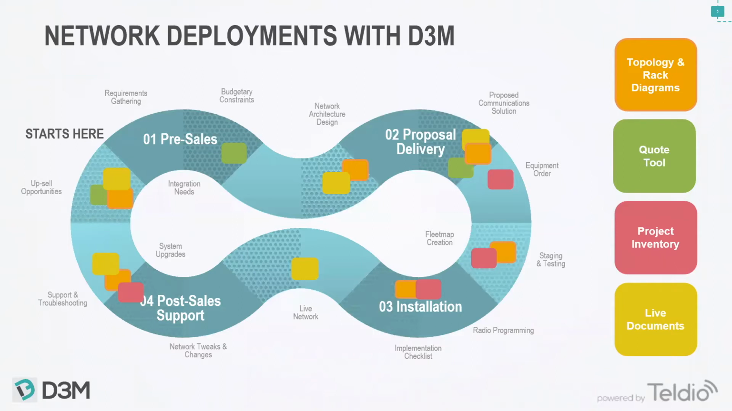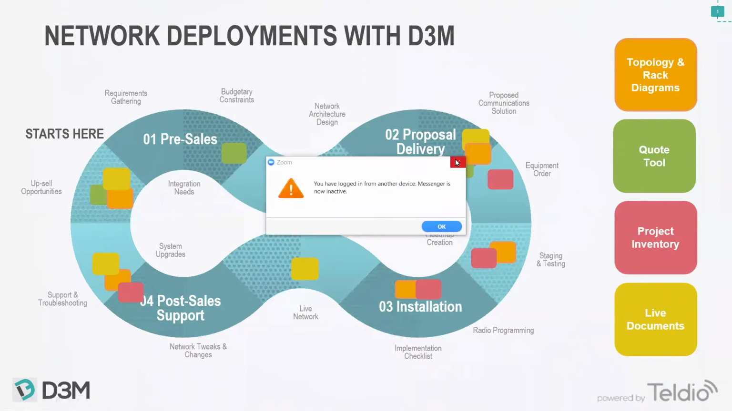So for example, today we're looking at the live documents. You can see that color pop up early on in the pre-sales network architecture design phase.